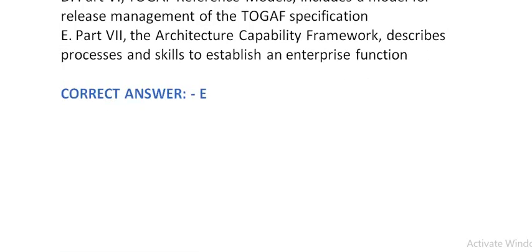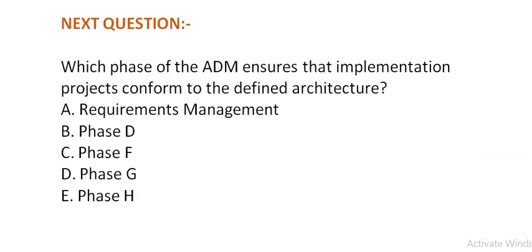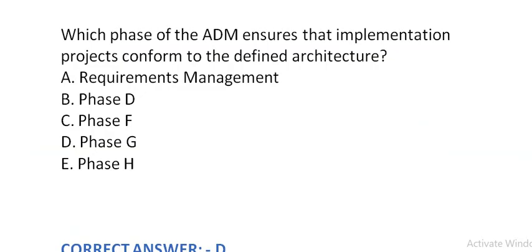Now moving to the next question. Which phase of the ADM ensures that implementation projects conform to the defined architecture? Option A, requirements management. Option B, phase D. Option C, phase F. Option D, phase G. And option E, phase H. And the correct answer is option D.